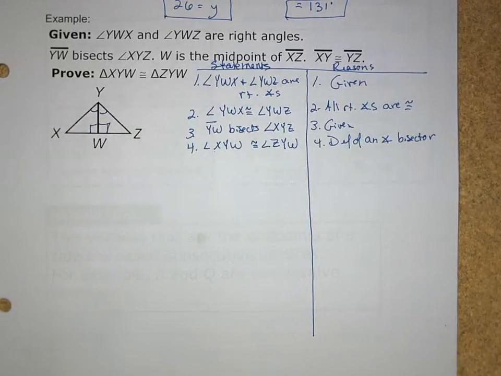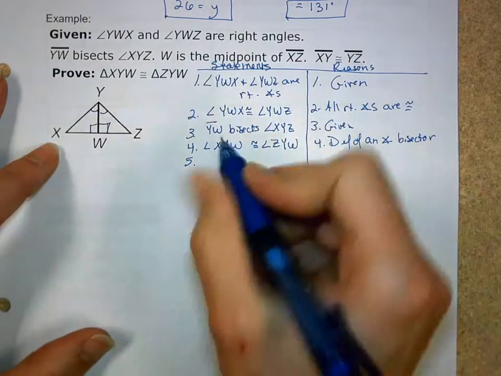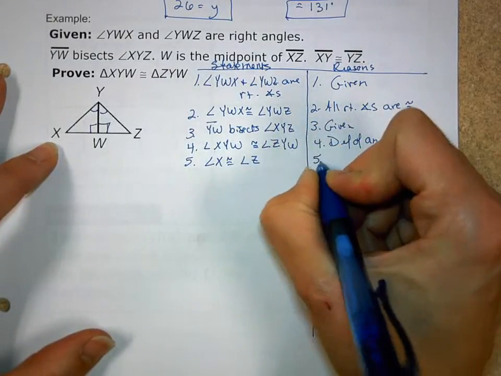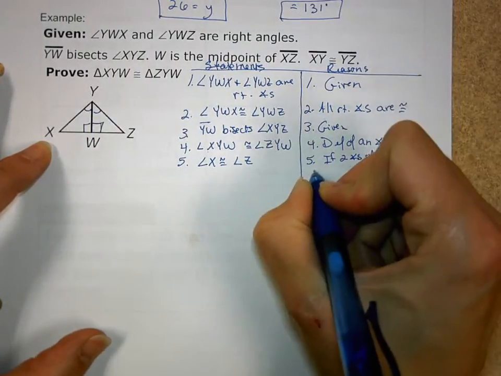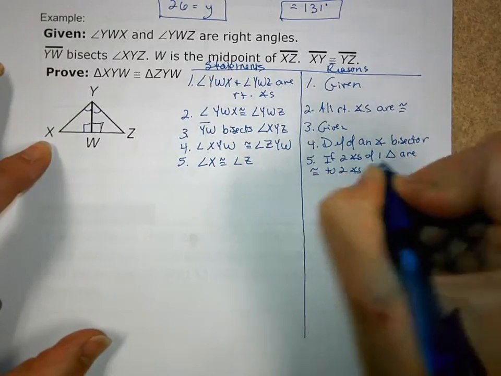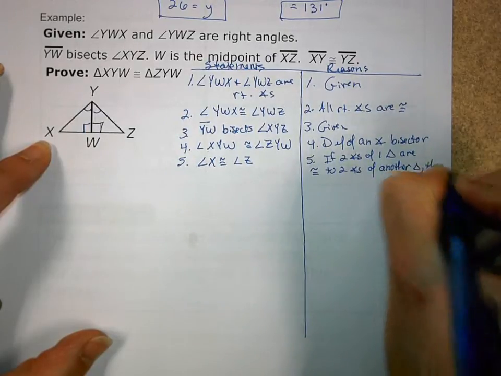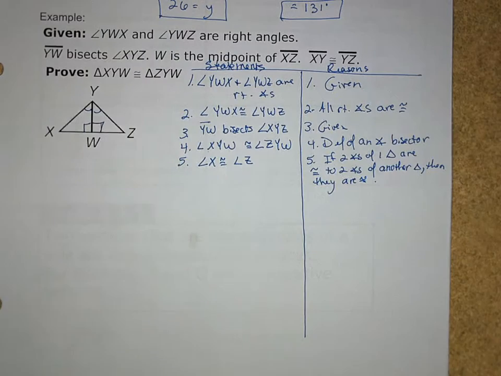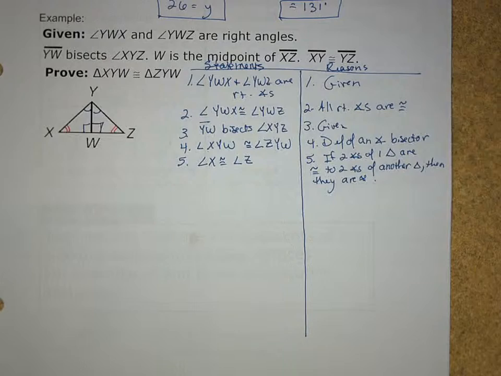Now I need a third pair of angles, but we had a theorem in today's lesson that helps us do this. We know, because the other two pairs of angles in the triangles are congruent, angle X is congruent to angle Z. And then we just say if two angles of one triangle are congruent to two angles of another triangle, then the third angles are congruent. So it's not too bad. So now we know that these two are congruent to each other. So we have all the congruent angles.